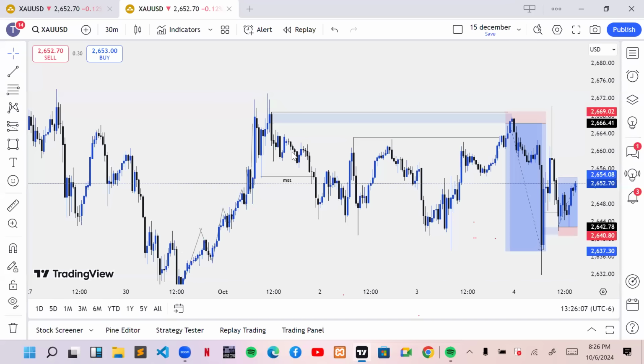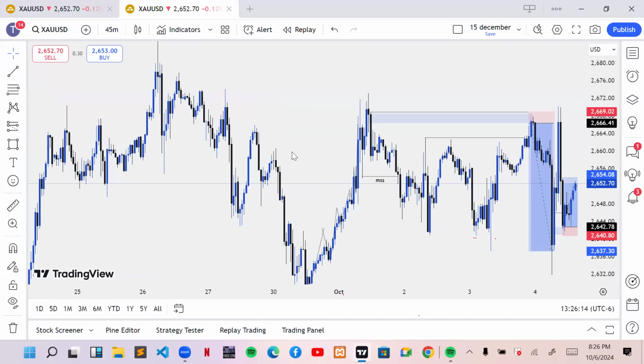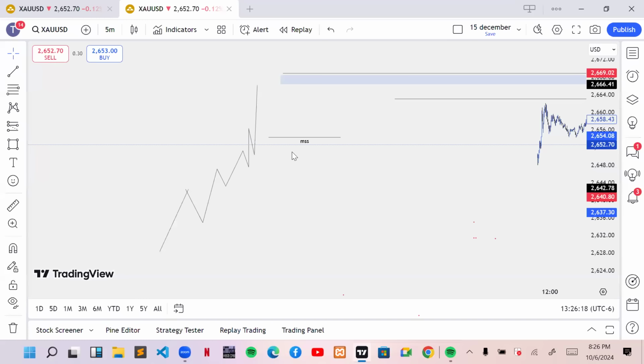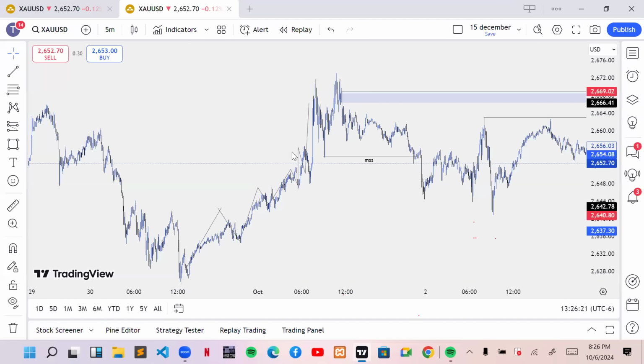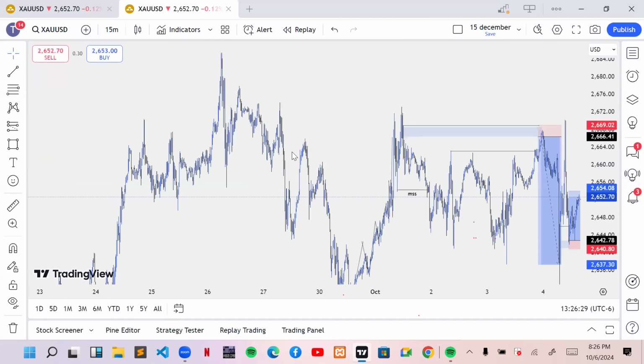For example, there was a market structure shift on 30 minutes. If I go to 45 minutes, it's still a market structure shift. If I go to 5 minutes, it's still a market structure shift. 10 minutes, the same thing. 15 minutes, the same thing. You just have to identify structure. Structure is structure, regardless of time frames.